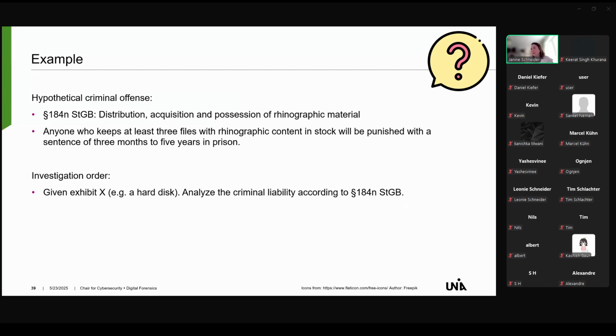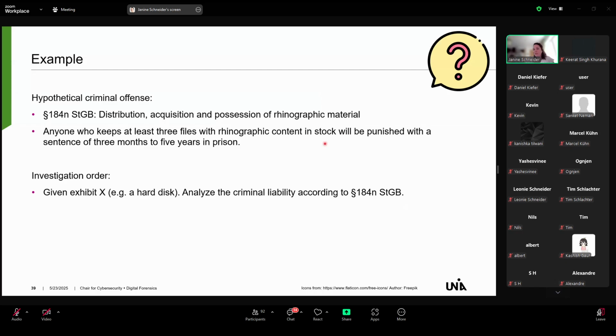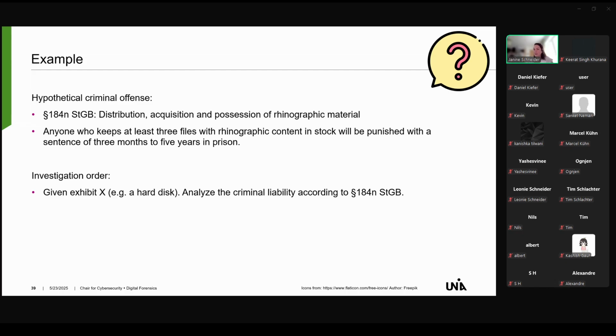The second thing is, what does "in stock" mean? This is not about the image being on the hard disk. It's not about the mere existence. It's about knowingly possessing it. So "in stock" means you have to have the knowledge about the fact that you have pornographic material on your device.